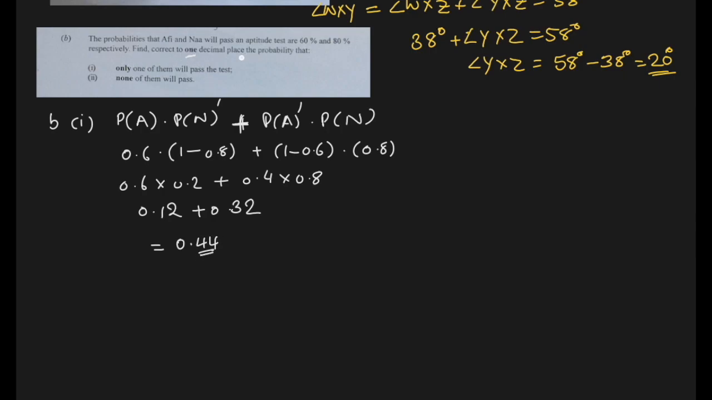But they said correct to one decimal place and we have two decimal places, so we will round it off to 0.4.